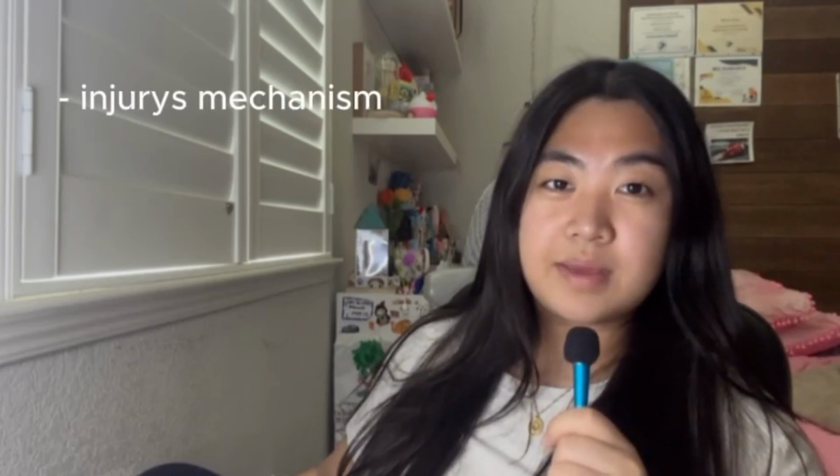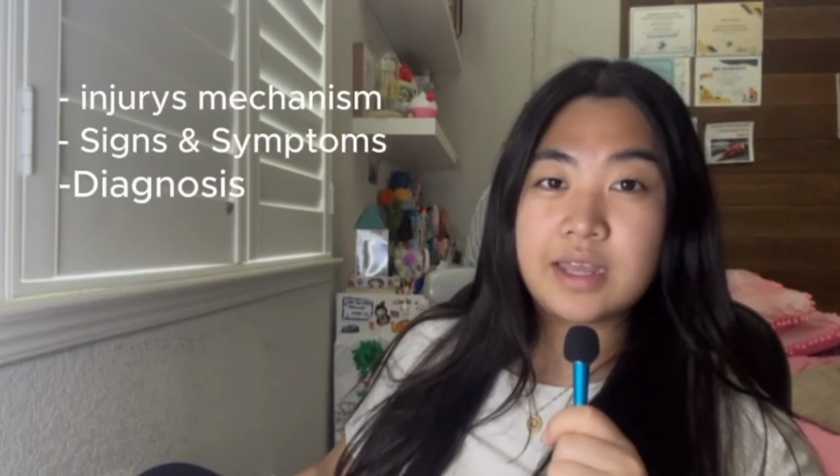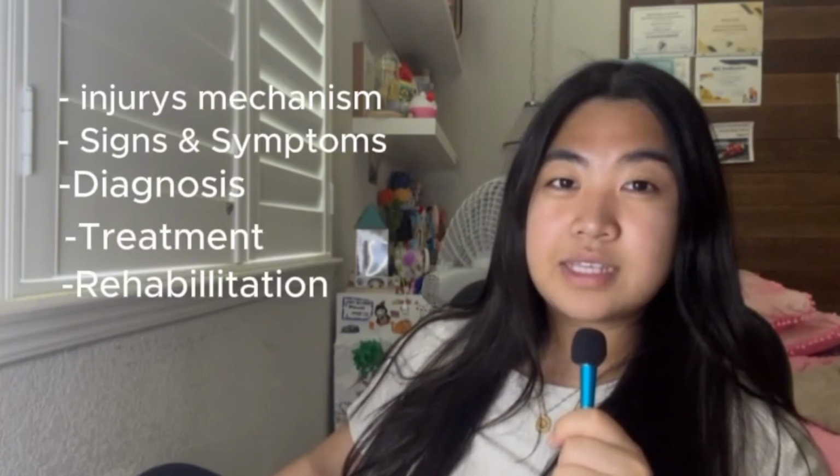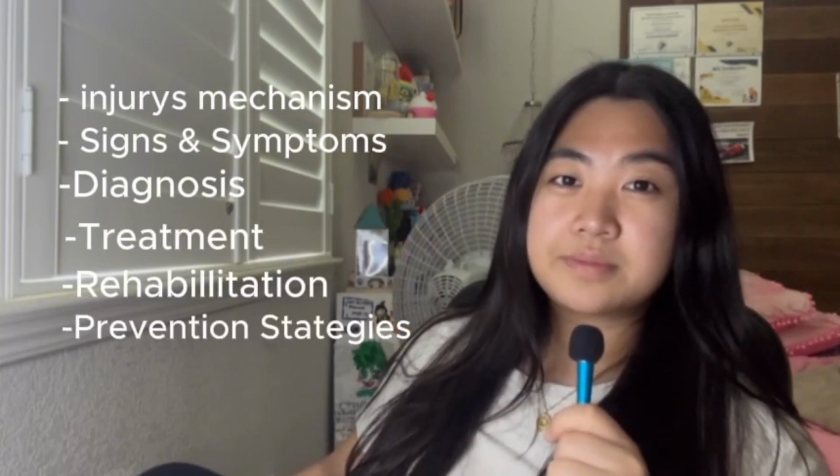On December 6, 2024, the Orlando Magic won against the Philadelphia 76ers. During this game, Franz Wagner tore his right oblique. Today we will be analyzing his injury and what went down. This analysis will cover the injury's mechanisms, signs and symptoms, diagnosis, treatment, rehabilitation, and prevention strategies.